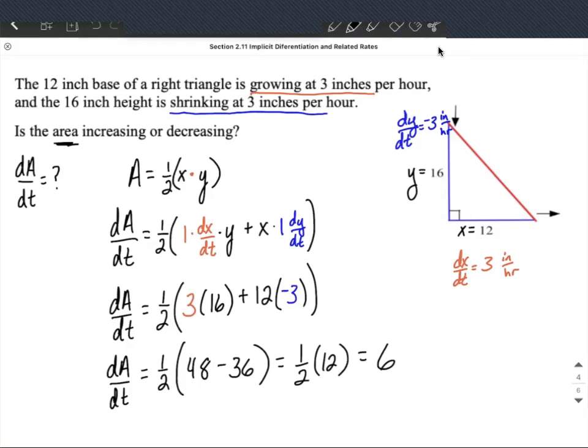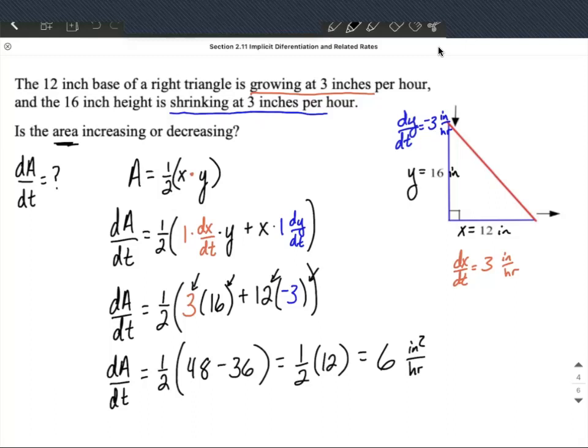Now the units in this case work out to be inches squared per hour. And why that works out is because of our units along the way: the 3 is in inches per hour, multiplied by the 16 would have been in inches. So inches per hour times inches is inches squared per hour. And something very similar is going on here with the 12. That 12 is in inches, multiplied by negative 3 would be in inches per hour. And that's why we get positive 6 inches squared per hour.